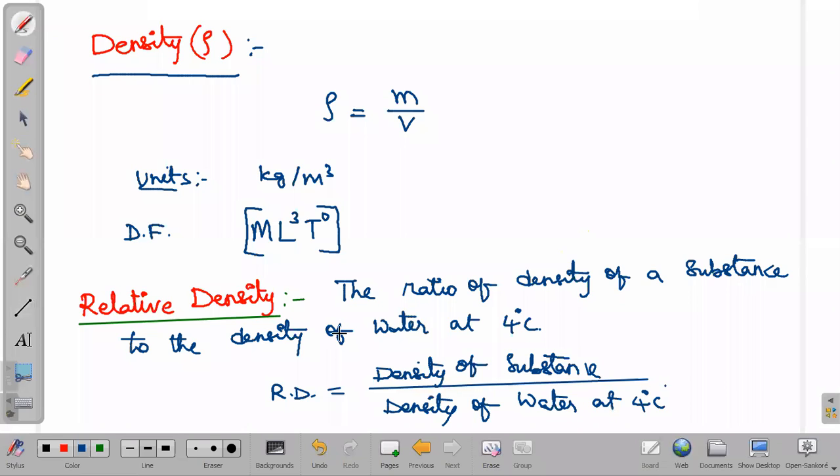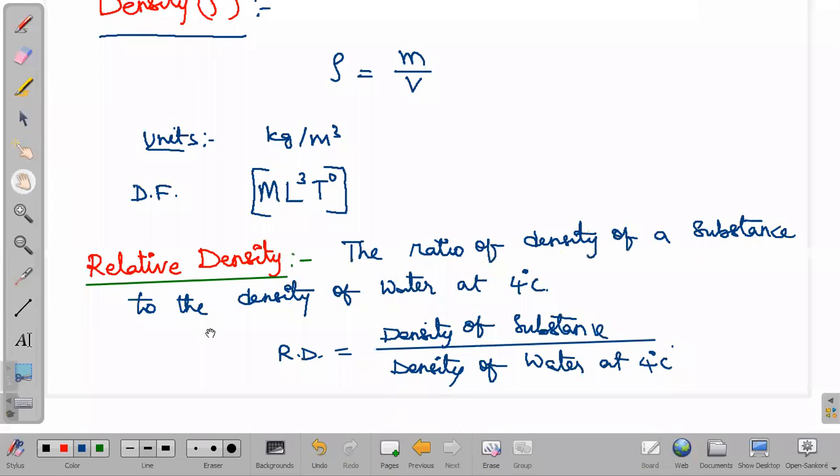And here it does not have any units, that we have to keep in mind, because it is a ratio of the same quantities. As it is a ratio of same quantities, when it comes to units, it does not have any units. So we will write it as no units. That is about relative density and the density concept.